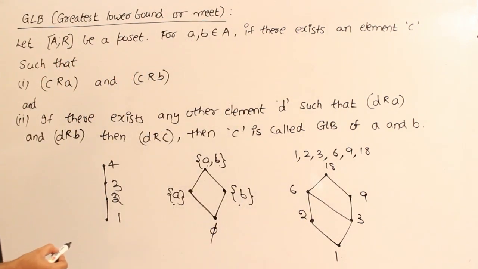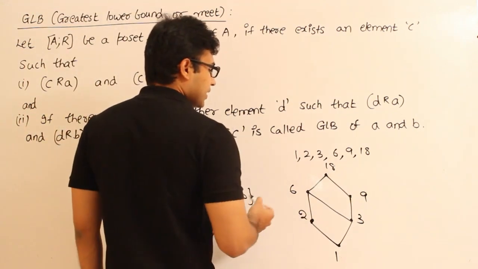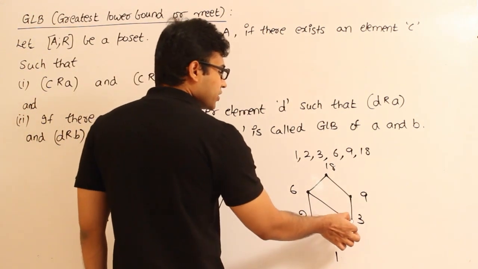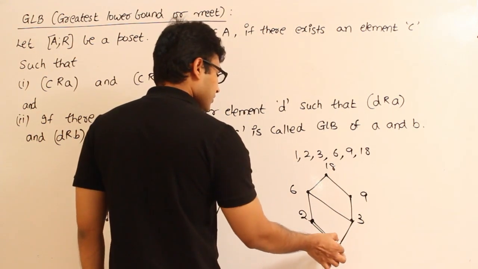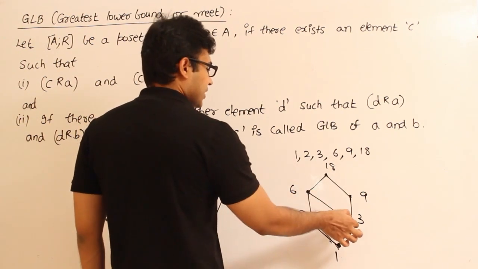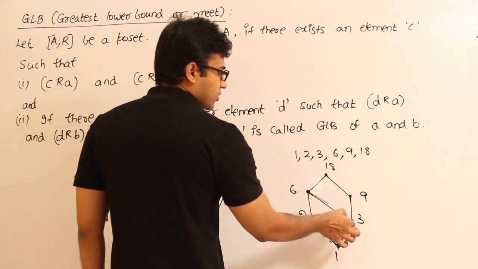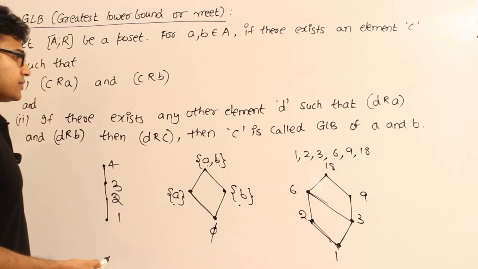Now just check this. In this case, the greatest lower bound of 2 and 3 is nothing but 1, which means it is the element lower than these where the two are going to meet. Similarly, if you take 6 and 3, then the greatest lower bound is going to be 3. So how is it defined? How are we getting this?